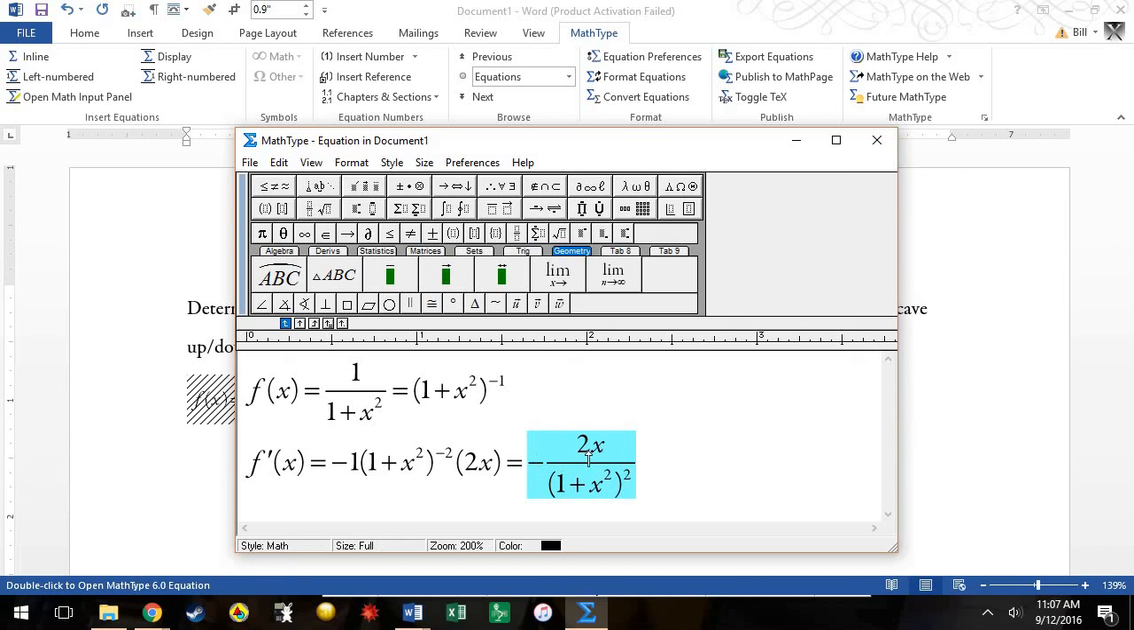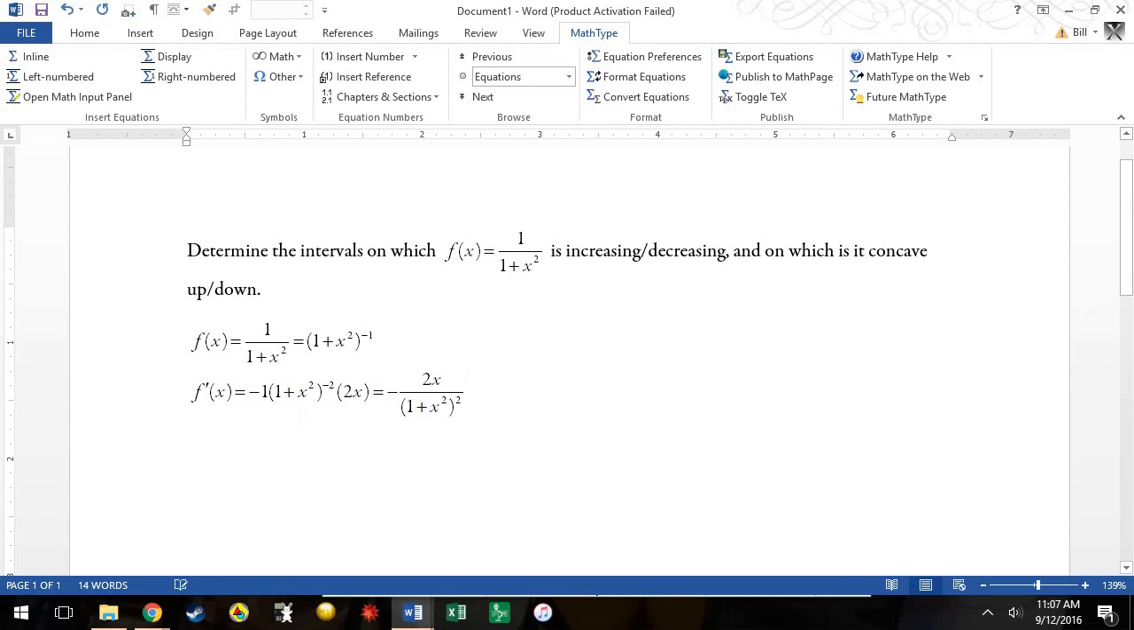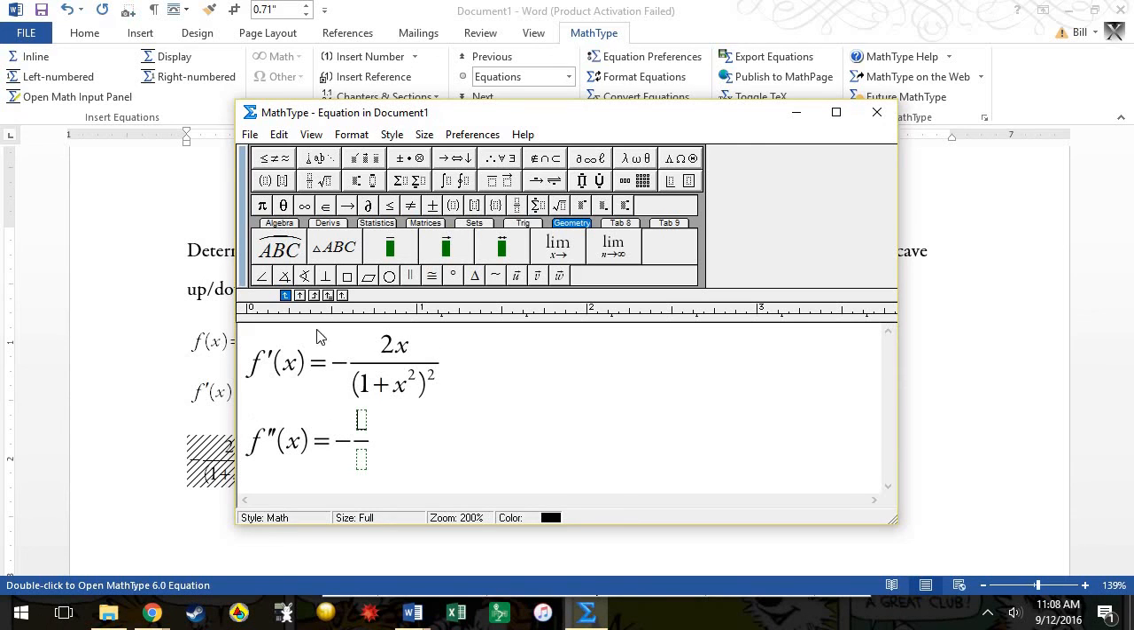I can make a copy of this. So I have my first derivative. Now let's get the second derivative. Second derivative is harder because it is going to require the quotient rule. So let me bring up MathType again. So here's my first derivative. So now I'm going to do the second derivative. So the minus on the fraction bar is just going to sit there. And I'm going to use the quotient rule to take the derivative of this. The derivative of the top is 2. Then I recopy the bottom.